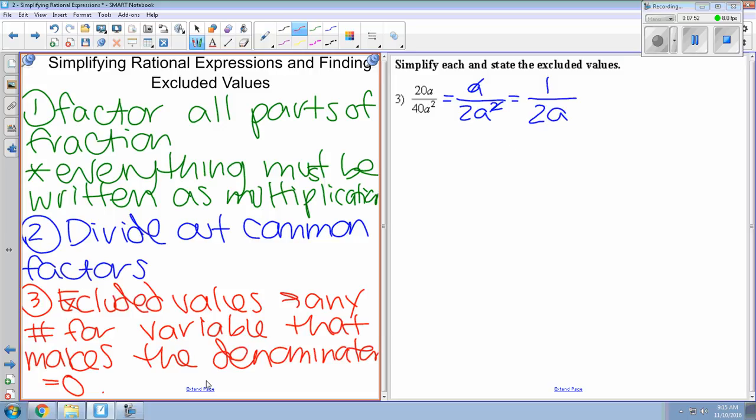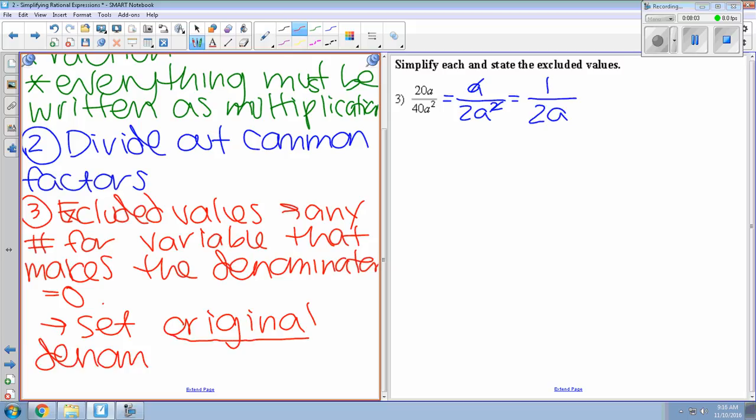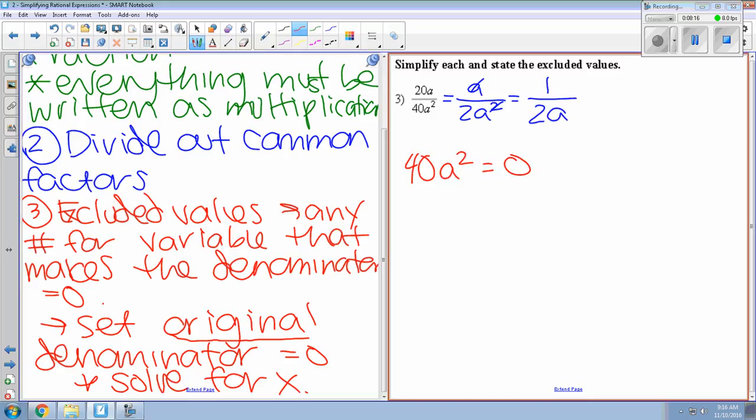When you do your excluded value, the way you do this, you will set your original denominator equal to 0 and solve for x, just like we did 2 chapters ago. For your x, your variable, whatever it is. So in this one, I'm going to do 40a squared equals 0. Dividing by 40, you get a squared equals 0. When you square root both sides, a cannot equal 0. So your excluded value is when a equals 0, because that would force your denominator to be 0, which is an issue.